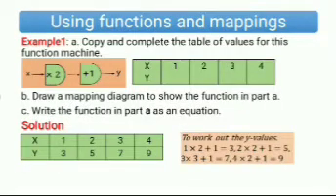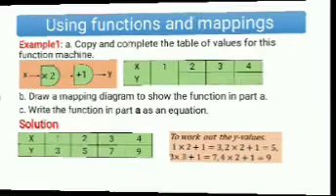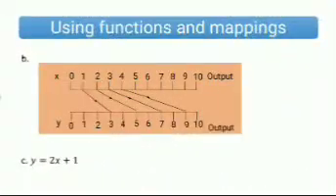To show this one, draw a mapping diagram. So what we need to do is draw a number line like this, and draw another number line for this one. Just map 1 to 3, 2 to 5, 3 to 7, then 4 to 9. That is what you will see now. You can see that 1 is mapped to 3, 2 is mapped to 5, then 3 is mapped to 7, then 4 is mapped to 9.